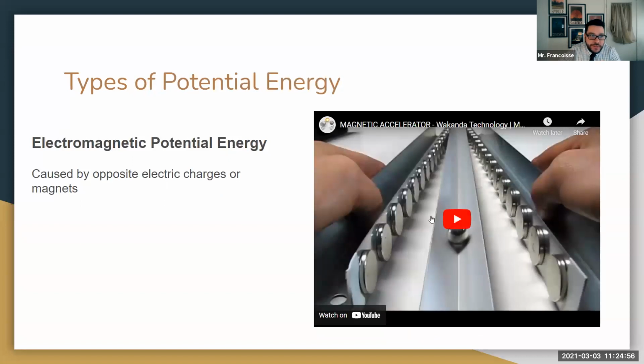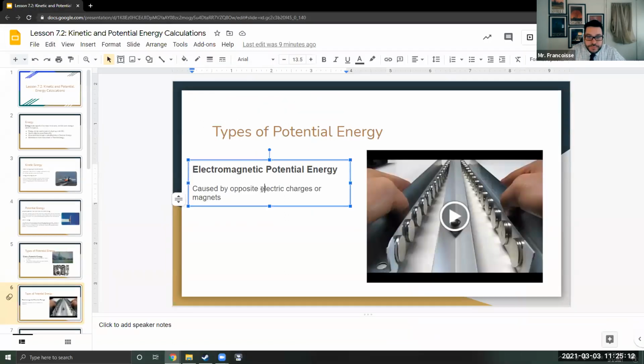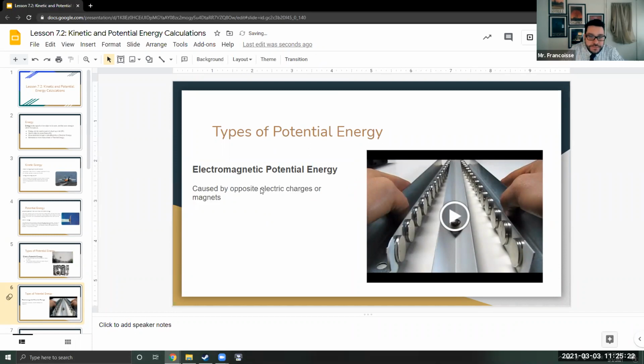Our next type of potential energy is what we call electromagnetic. This is actually pretty cool. This is caused by magnets or opposite charges. It could be opposite, it could be the same. Either one's fine.